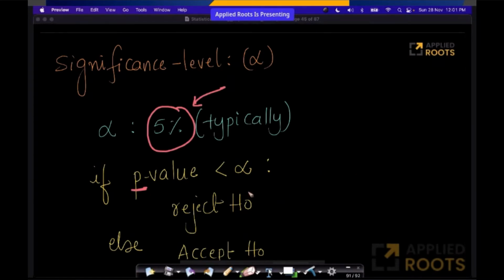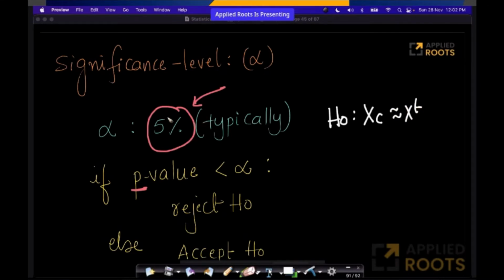Why am I saying this? Why will I reject? Again, remember, what is my null hypothesis here? The null hypothesis is XC is the same as XT. Let me write it down here so that there is no confusion. Our null hypothesis is that XC is similar to XT.